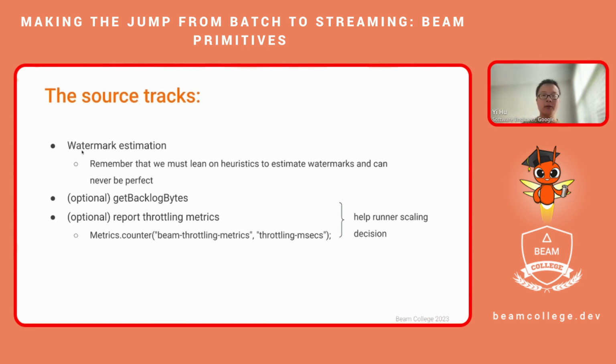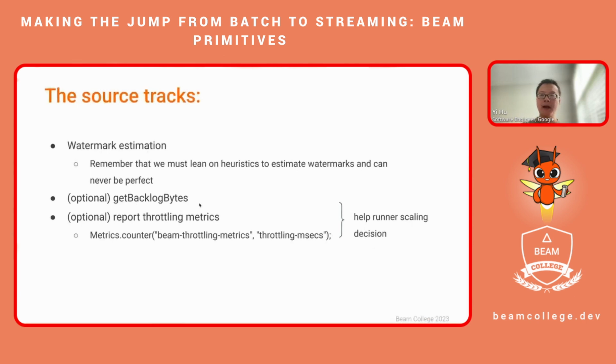The most important one is the watermark, the approximated earliest data in event time that is not yet received by the system. Remember that we must lean on heuristics to estimate the watermark and it can never be perfect, as I explained in the previous talk. And optionally, there are some other metrics that help the runner make scaling decisions.